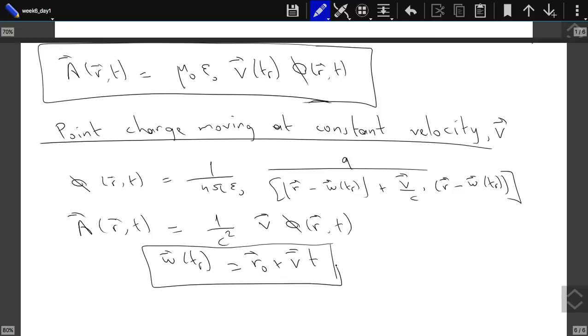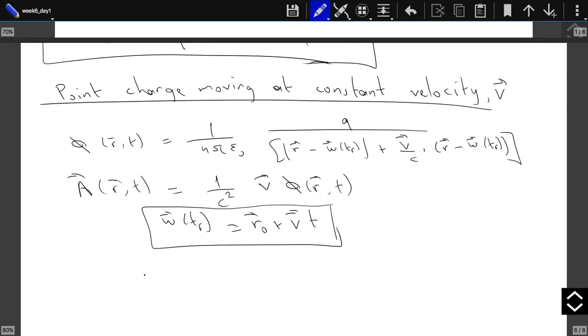Now, the difficulty here is, how do we determine TR? You see, what we need to do is, first we don't need to determine TR, but we need to determine R prime. And R prime is the solution of R prime is equal to R0 plus V times t minus R prime over C. R prime is the solution of this one. Once we determine R prime, then we know what this TR is, this TR over there. TR will be just t minus R prime over C for the determined R prime.